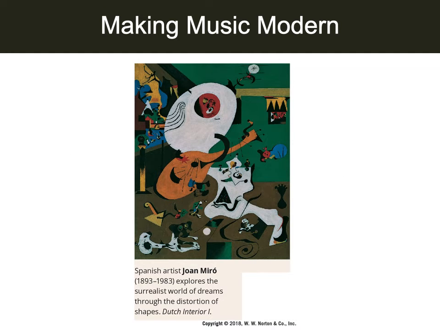Here is another modernist painting. Spanish artist Joan Miró, 1893 to 1983, explores the surrealist world of dreams through the distortion of shapes. This one's called Dutch Interior 1.